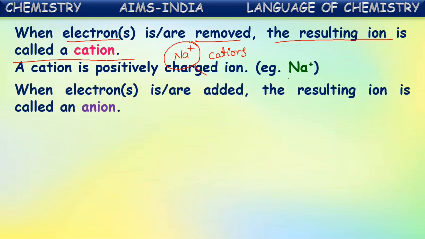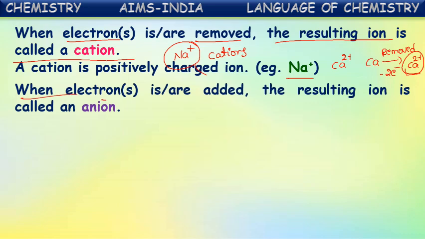Example is Na plus. Not only Na plus, you can also take 2 plus. Why have I written 2 plus? Calcium removed 2 electrons from the calcium atom. We have removed 2 electrons, then it forms calcium 2 plus, or plus 2. So this has a plus 2 charge. It has removed 2 electrons, so it is called a cation, calcium cation.